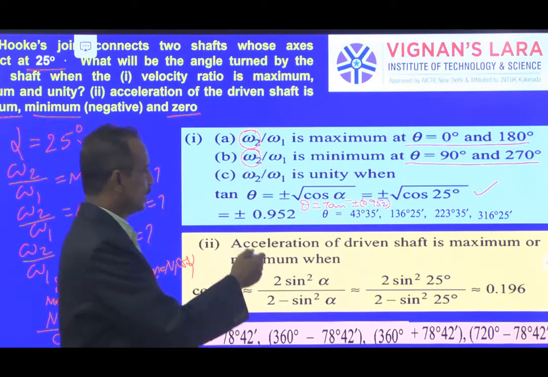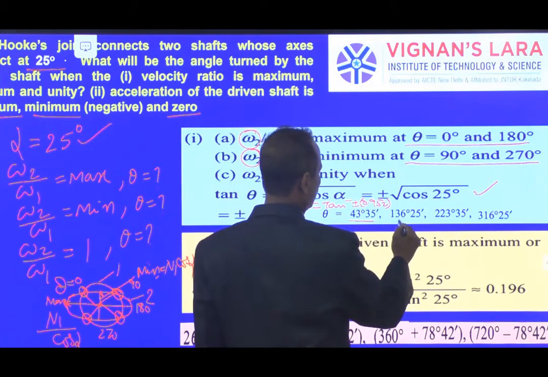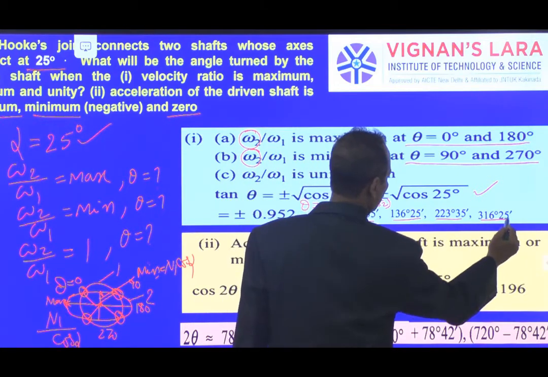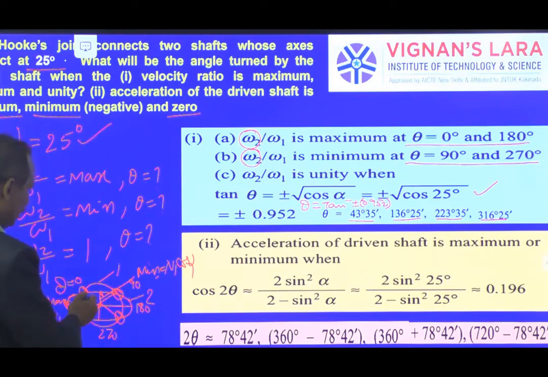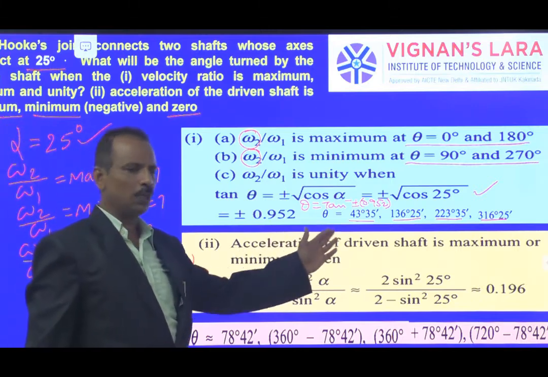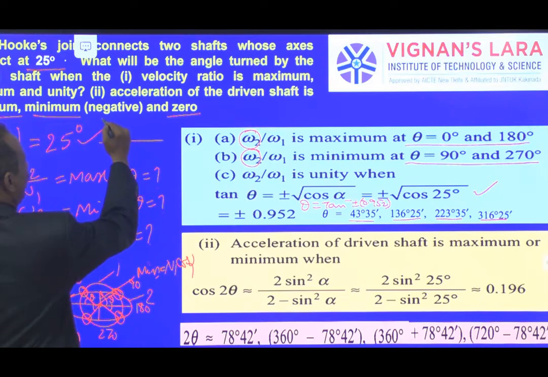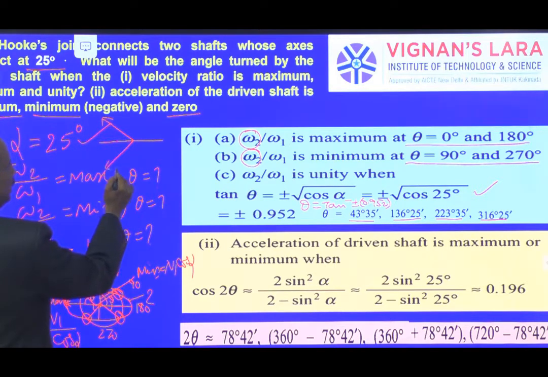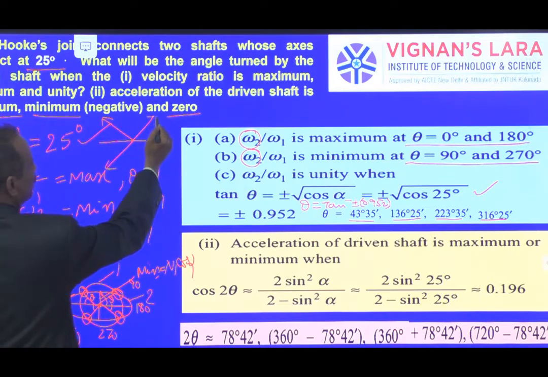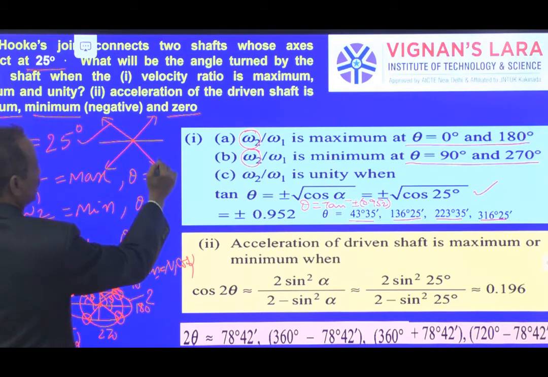By substituting this, you will get 43 degrees, 136, 223, 360. Look at this. This is theta 43, then this is another theta, this is another theta, this is another theta. It's very simple, as they are mirror images. Say there is a point like this; its mirror image in the downward direction is like this, and the right image is like this.